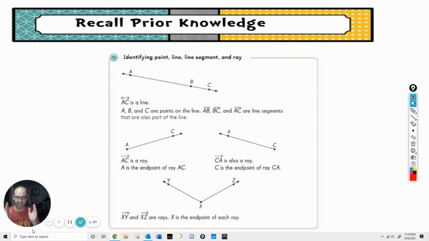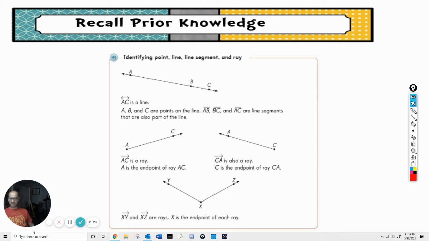Line segment has endpoints. Down here, AC is a ray. It has one endpoint, and then it shoots off into one direction forever. And in this case, A is the endpoint, and it matches up with the endpoint on the icon here too. And then CA is also a ray. Don't get caught up in the AC. It's important that you have the arrow direction matching with the letters on here. So the endpoint is C. It goes past A and forever.